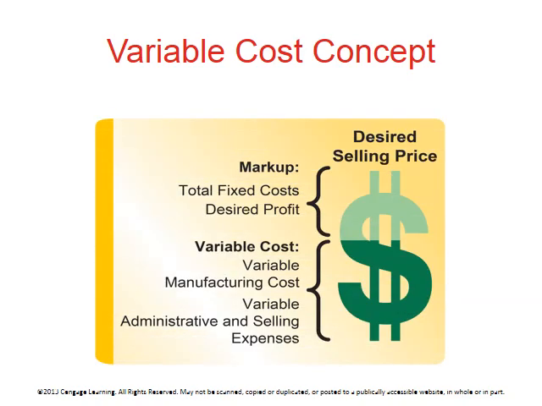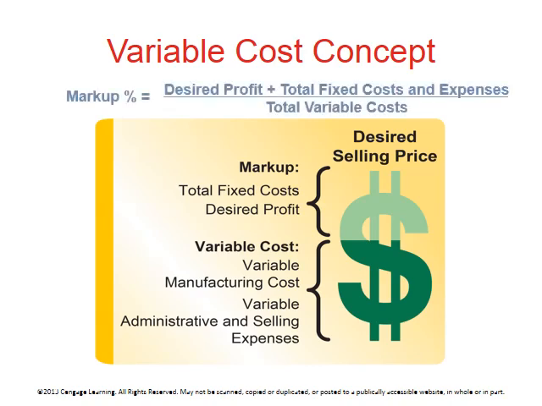Now the variable cost concept, we're going to take the variable manufacturing costs plus the variable selling and administrative expenses, and our markup is going to be the total fixed costs and the desired profit. So our markup percentage in the variable cost concept is our desired profit plus total fixed costs and expenses over total variable costs.